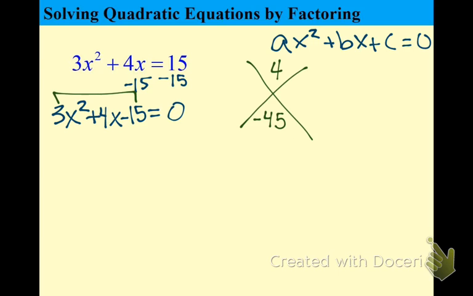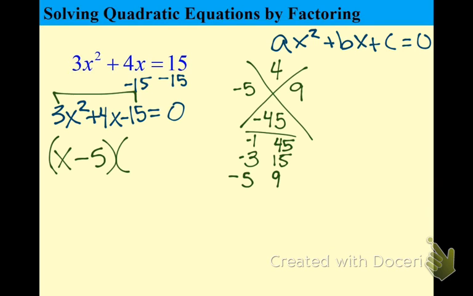All right, so now I want factors of negative 45 that add to 4. Are my factors going to be the same sign or different? Different. And the bigger one will be positive because we want a positive outcome, positive 4. 2 doesn't go into 45. 3 goes in 15 times. 4 doesn't go in. 5 goes in 9 times. So it's going to be minus 5 and 9. So we're going to have x minus 5 times x plus 9 equals 0.